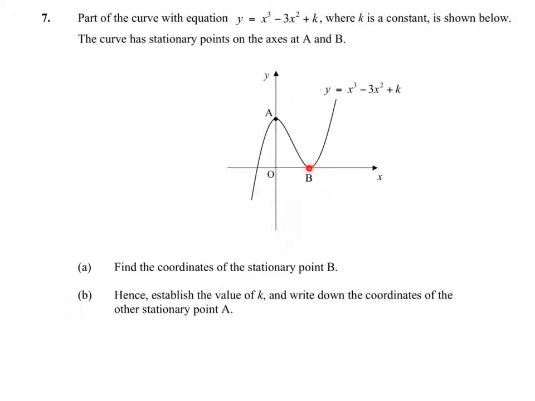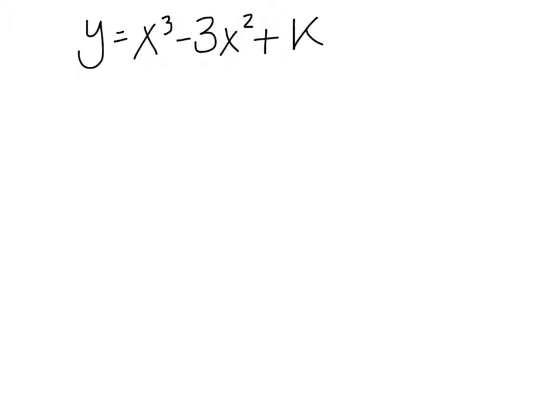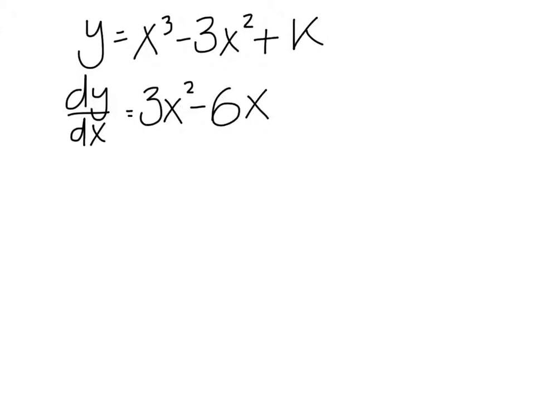In order to find the coordinates of any stationary points, we must differentiate and set the derivative equal to 0. So the curve has equation y equals x cubed minus 3x squared plus k. Now initially you might think that k will pose a problem, but as we discover, when we differentiate, dy by dx equals x cubed differentiated is 3x squared, negative 3x squared differentiated is negative 6x, and then when you differentiate k, well k is a constant number, and when you differentiate a constant number, it just disappears.